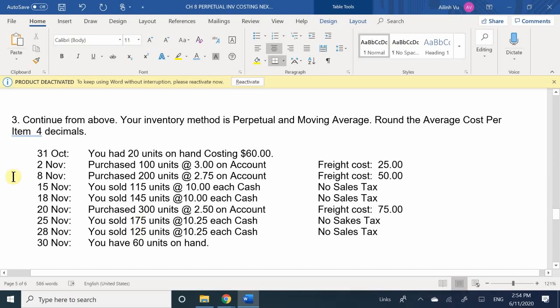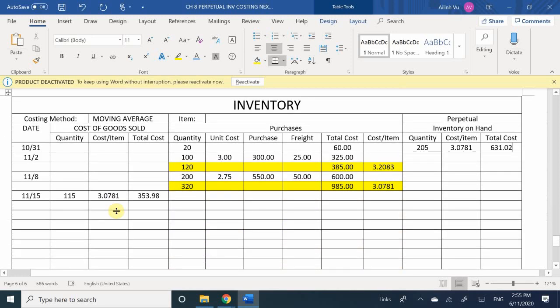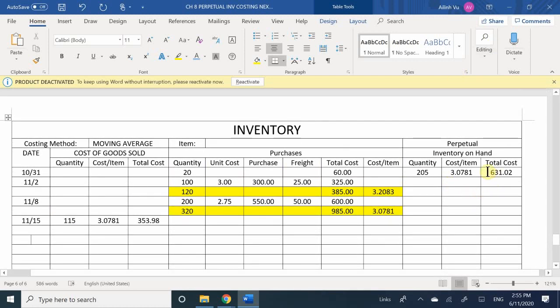What date are we on again? We're on November 18th. On November 18th, we sold another 145 units. Actually, we're supposed to make sure that this number is correct. Let's take our 631.02 and divide it by 205. Can we ensure that the cost per item is still $3.0781? It'll be 82. It's 82.